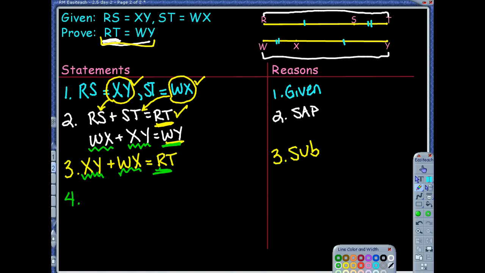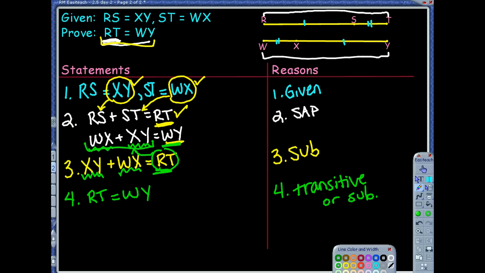Okay. Does it matter which one we start with? Let me look at the proof. Yes, let's start with RT. So RT equals WY. And I'm thinking a couple different things. Since both RT and WY equal the same exact thing, I could probably say transitive, because transitive, again, is that equality or congruence. But I'm also thinking I could substitute. I could replace the RT in for that sum of WX plus XY. So substitution also. So I didn't have to change anything to congruence.